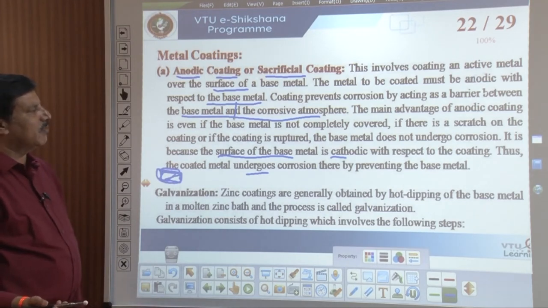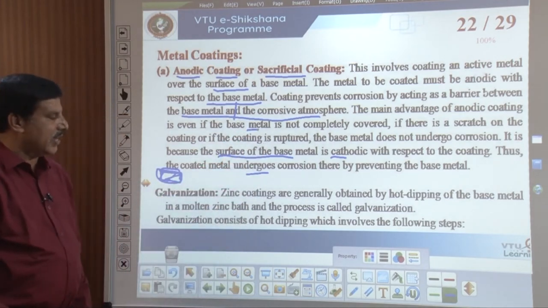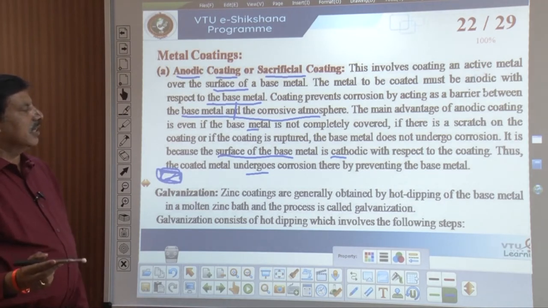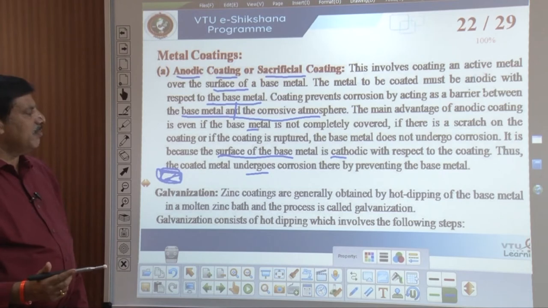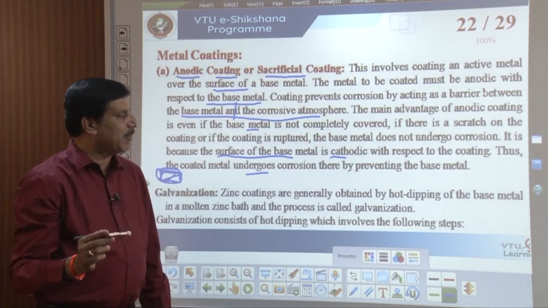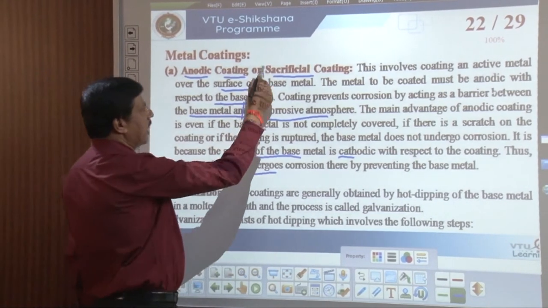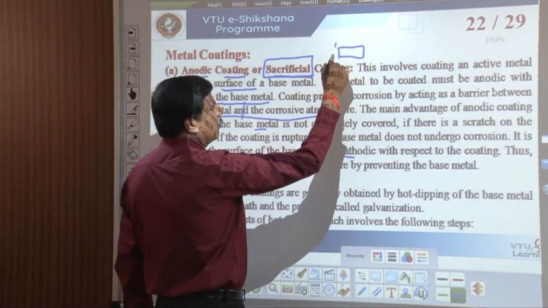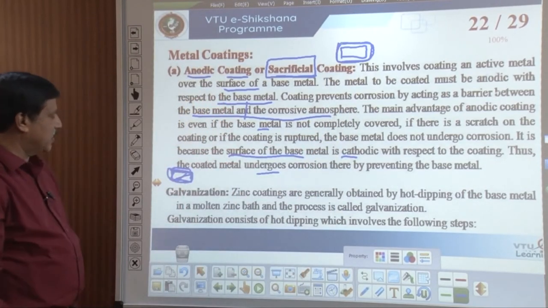The main advantage of anodic coating is that even if the base metal is not completely covered, for example by a scratch, the base metal is not going to be affected, because the base metal acts as a cathode with respect to the coating. In this way, the coated metal undergoes corrosion, thereby protecting the base metal. This is called sacrificing. That is why it is called sacrificial coating. Whatever metal is coated over it is going to be sacrificed, that is, corroded.